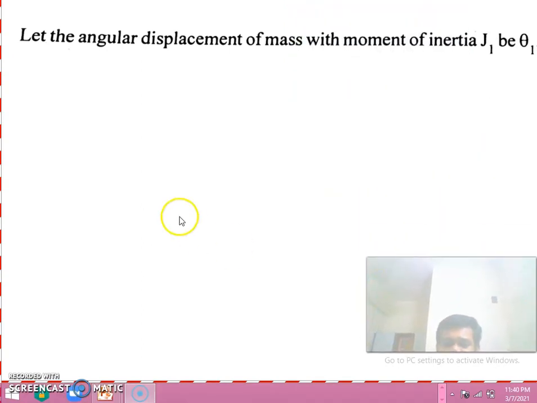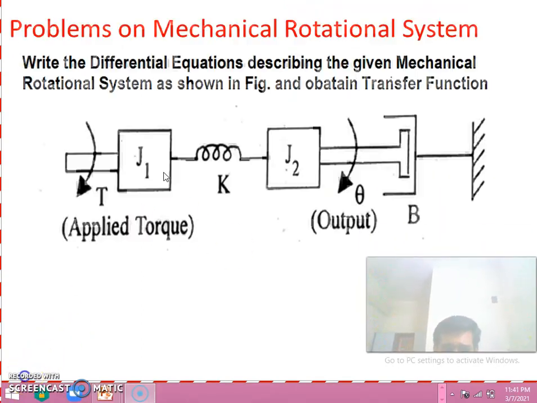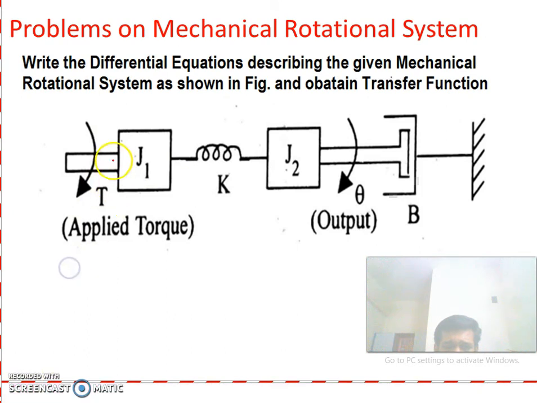So here in this diagram they have given only the output displacement theta. So when you are applying this torque T, there will be a displacement in this mass J1, that we can take as theta 1. And due to this applied torque, the angular displacement in J2 is nothing but theta.